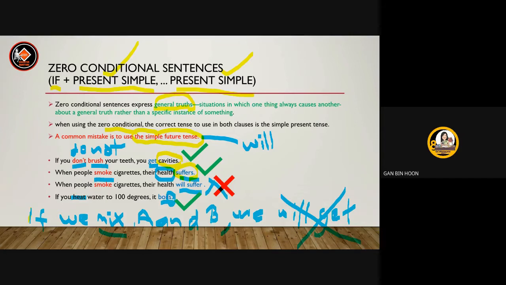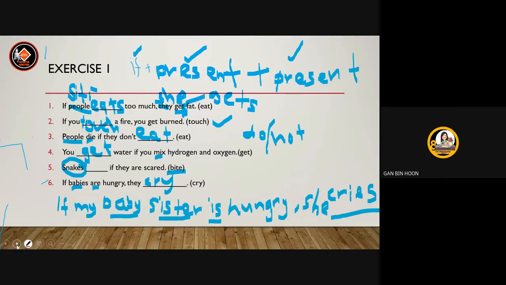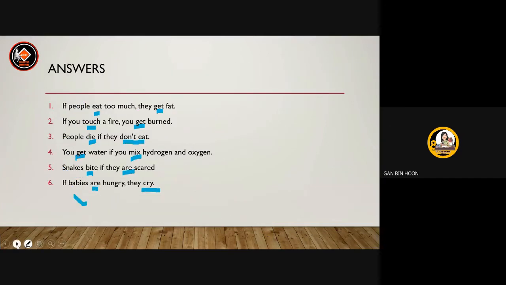Because bila campur A dengan B, awak dapat apa? Dia tak mungkin akan dapat. Because the formula, if kalau dia adalah fakta, it must be if plus present plus present simple. So if we mix A and B, the answer will be only we get. If we mix A and B, we get C, example. So you must use get, not will get. So that is called zero conditional sentences. Then we did the exercise just now. Okay, let's look at the second.